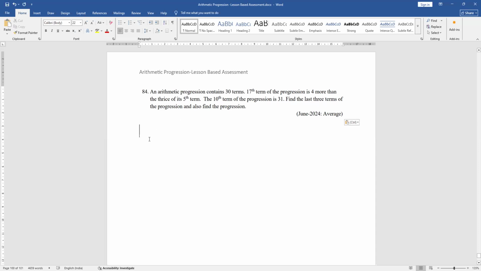Okay. So now here they are given certain conditions, and based on that, we need to find out the last 3 terms of the progression and also the progression. Okay. So now let us see how to do this particular problem.